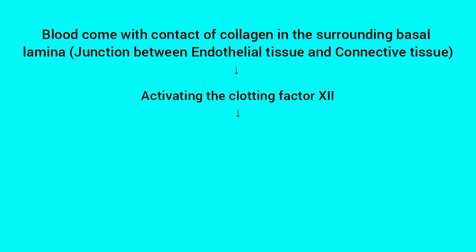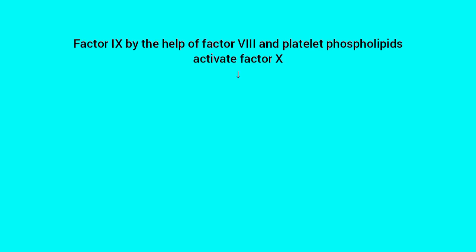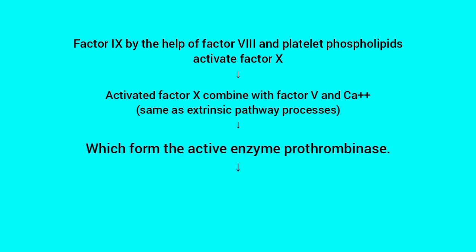This activates clotting factor 12. Clotting factor 12 activates factor 11. Factor 11 activates factor 9. Factor 9, with the help of factor 8 and platelet phospholipids, activates factor 10. Activated factor 10 combines with factor 5 and calcium, same as in the extrinsic pathway, which forms the active enzyme prothrombinase. Now follow the common pathway.